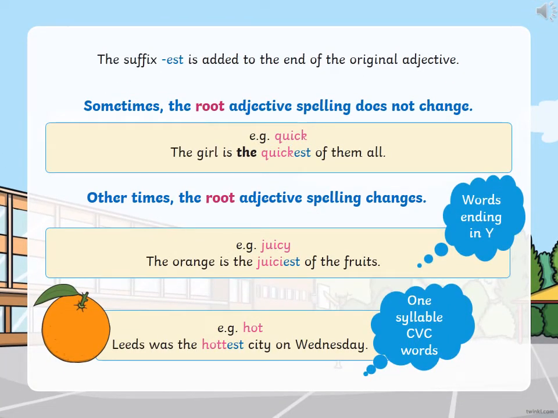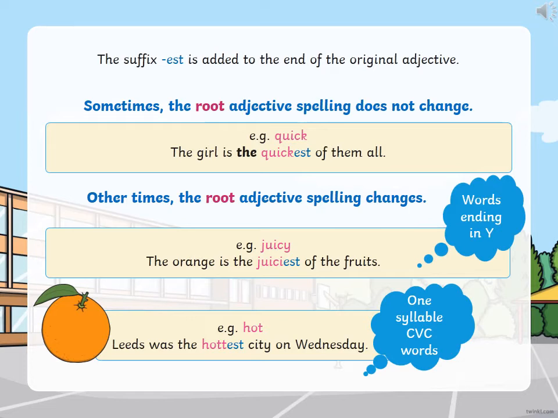Again, sometimes the root adjective spelling does not change. Like in the example in front of you, quick becomes quickest. The girl is the quickest of them all. But if I have an adjective that ends in a y, what do I have to do? I must remove the y, add an i before I add est. The orange is the juiciest of the fruits.